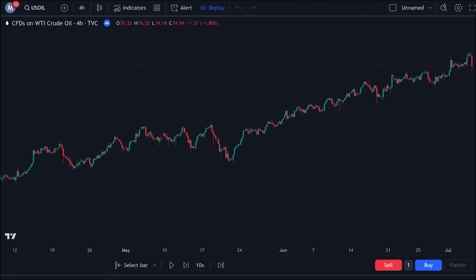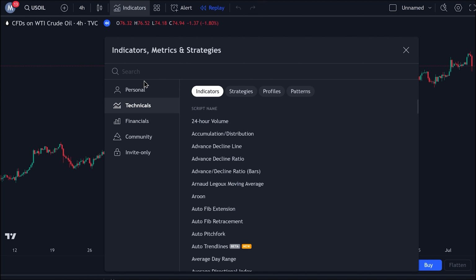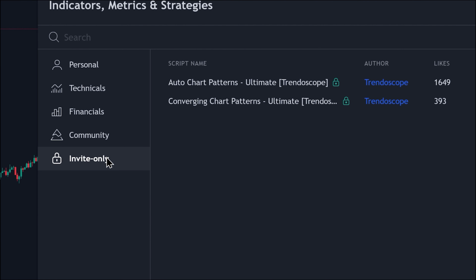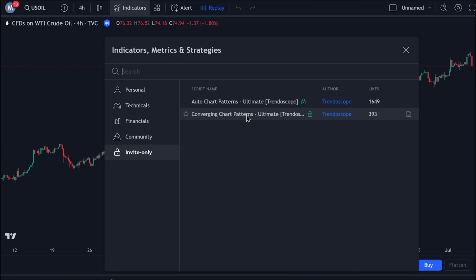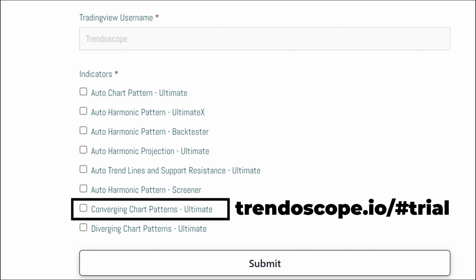Setting up the indicator on your chart is easy. First, click on Indicator. Then, go to the Invite-Only Scripts section. Once you've subscribed to the Converging Chart Patterns, it will appear in the Invite-Only list. You can use the link in the description below this video to gain access to the indicator. Just select the Converging Chart Patterns indicator by Trendoscope, and you're all set.